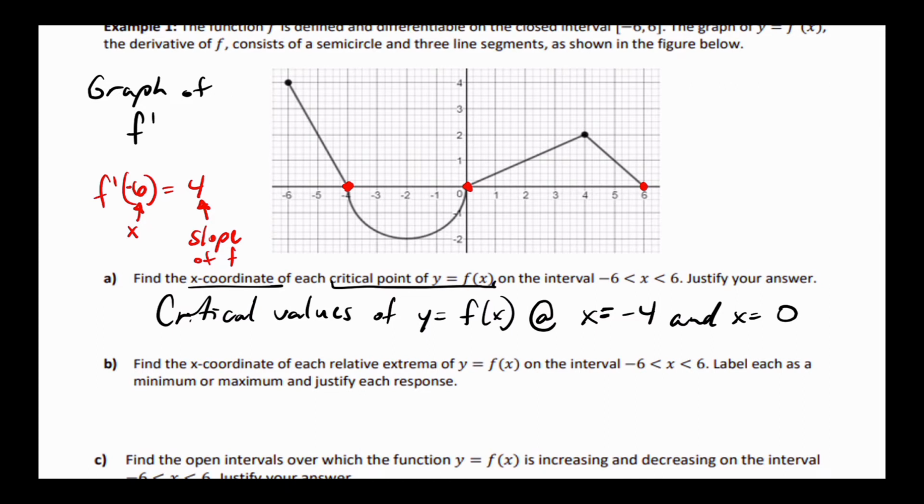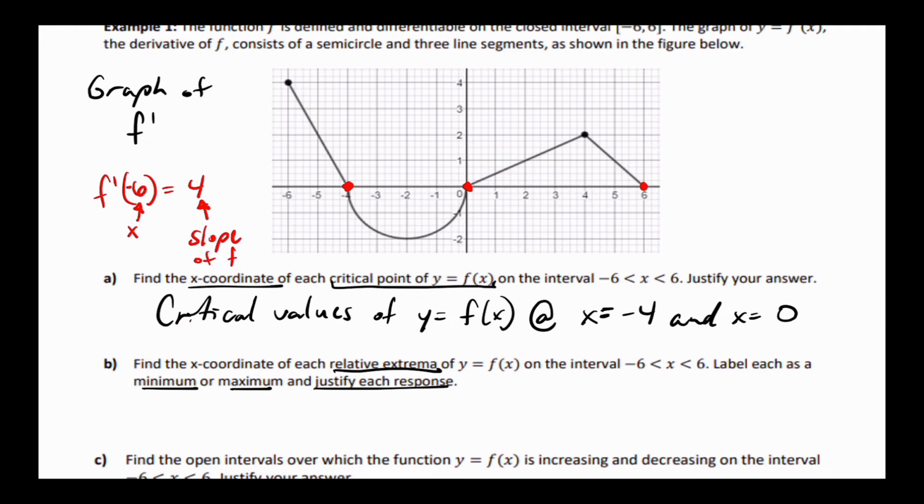Letter B. Find the x-coordinate of relative extrema. Label each as a minimum or maximum and justify each response. We've justified before. We haven't done it in a while, but we've justified before. I didn't ask you to justify on the quiz, but they will ask you to justify. Well, before we get to the justification, let's get to where are the relative extrema.